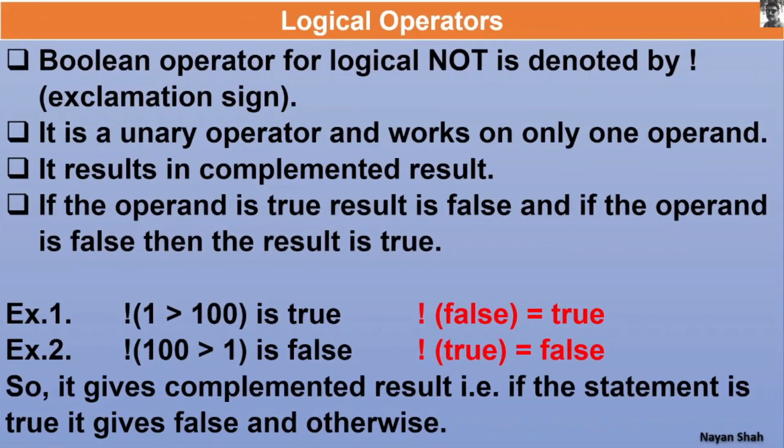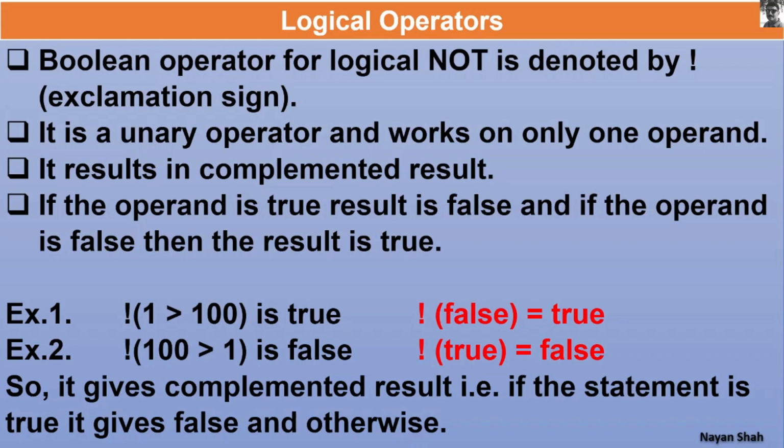Boolean operator for logical NOT is denoted by the exclamation sign. It is a unary operator which works only on one operand. Logical NOT results in a complemented result. Means if the operand is true, the result is false. And if the operand is false, then the result is true. If true, then false. And if false, then true.